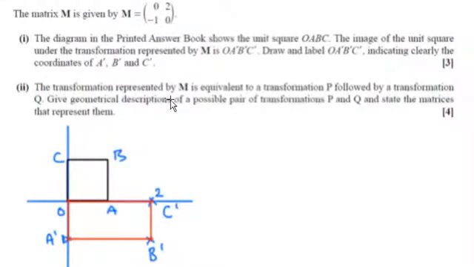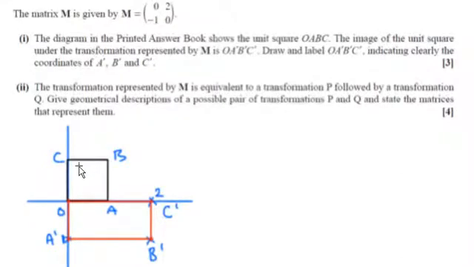The transformation represented by M is equivalent to a transformation P followed by a transformation Q. So P then Q. What has happened? You can see C has ended up over here, so it's a rotation rather than a reflection. If C had been down here, it would have been a reflection.